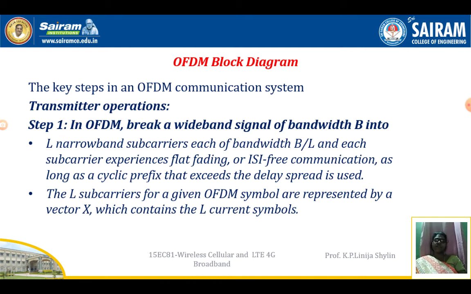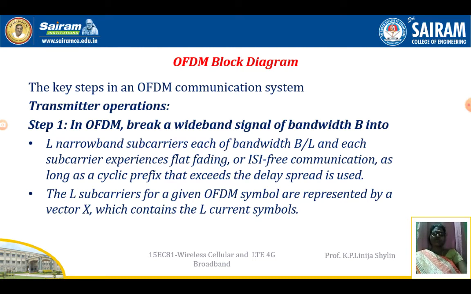First step, what we have seen: we give it to the inverse discrete Fourier transform, but basically we wanted to break a signal of bandwidth B into L narrow band subcarriers. So the subcarrier bandwidth will be represented by B by L, and each subcarrier experiences flat fading, or we can say it is inter-symbol interference free communication. So the cyclic prefix that exceeds the delay spread is used.